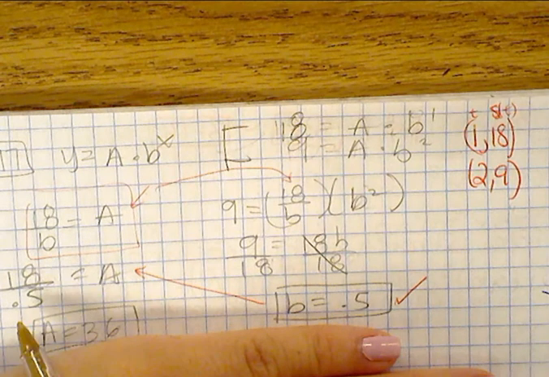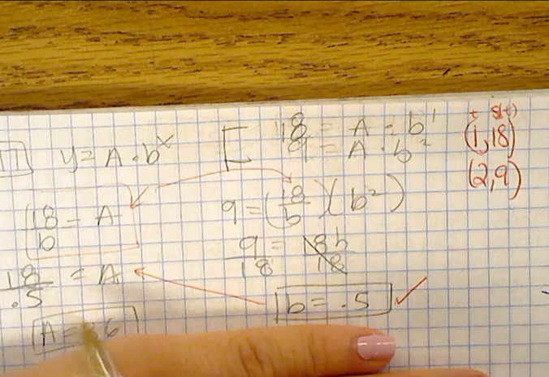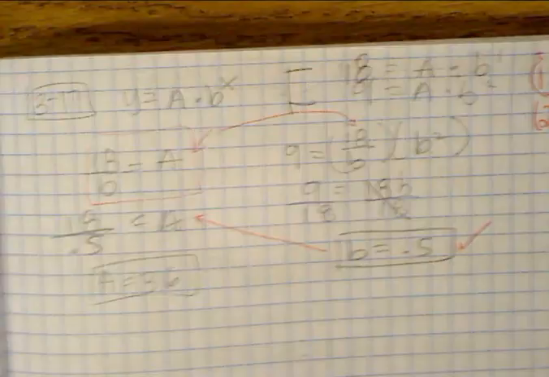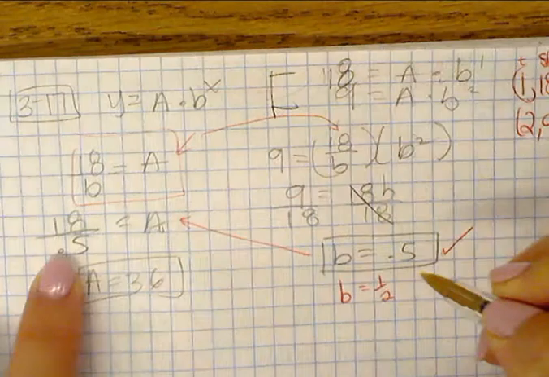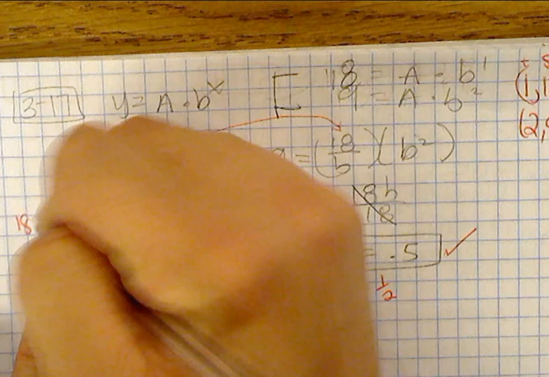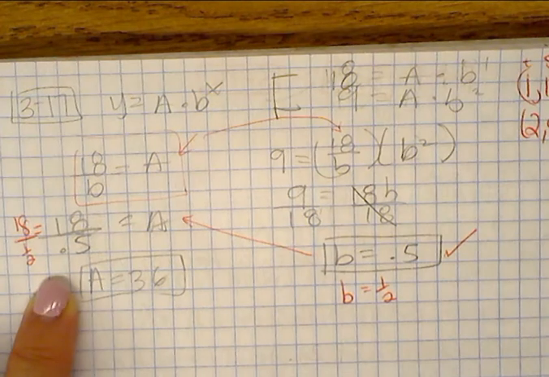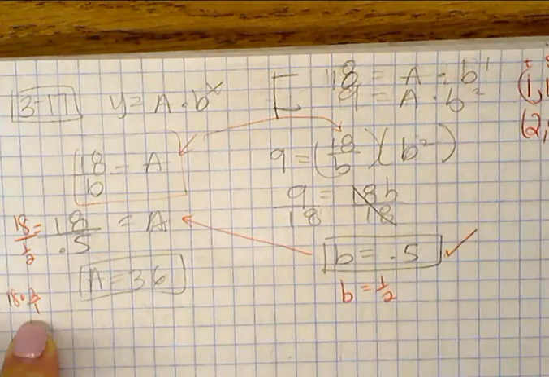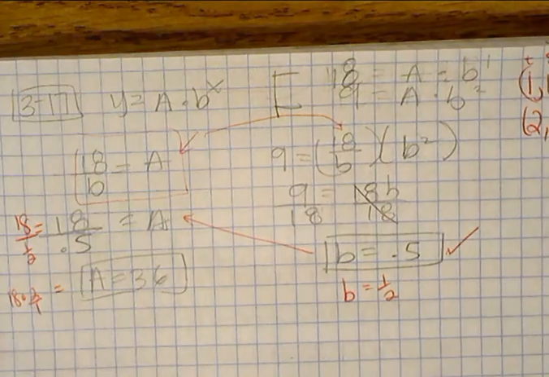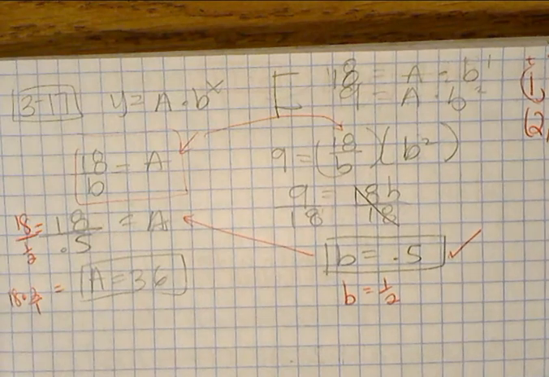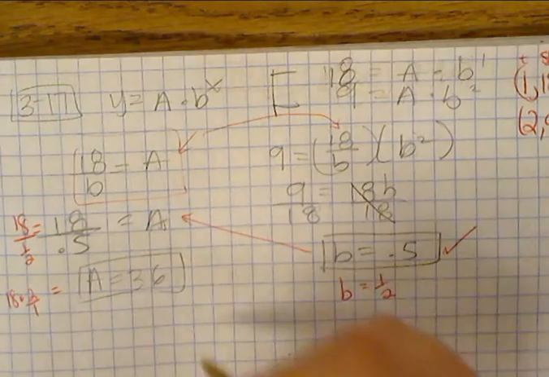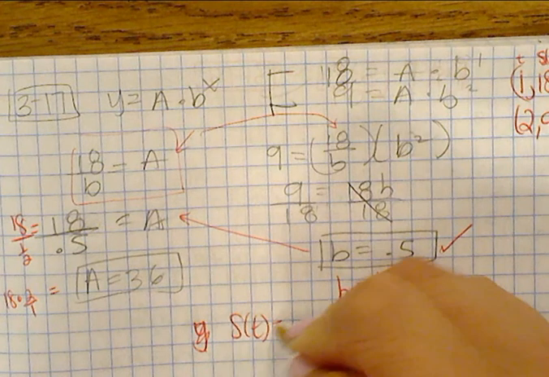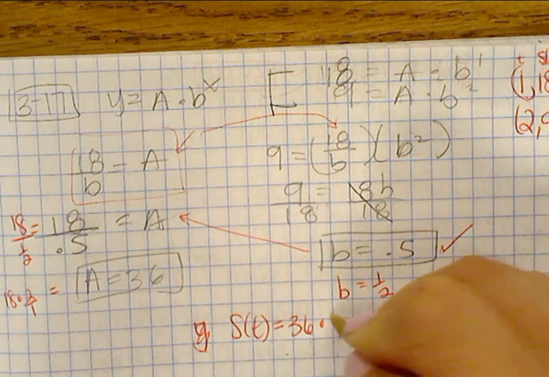Okay, you guys like decimals? I hate decimals. I think fractions are so much better because 18 divided by, okay, hate is a strong word, but 18 divided by half, when you divide by a fraction, what do you do? Copy, change, flip. So it's going to be 36. Okay? So she didn't actually write the final answer. What is the final answer? S of t equals 36 times half to the t. Because 18 divided by half is the same thing as 18 times 2 over 1.